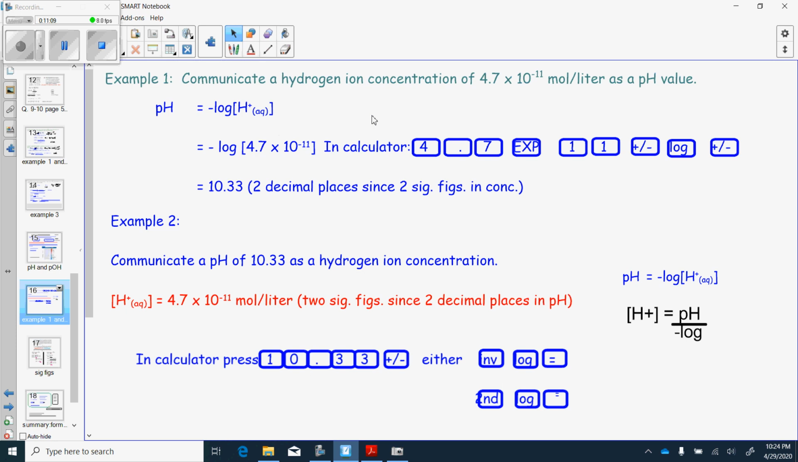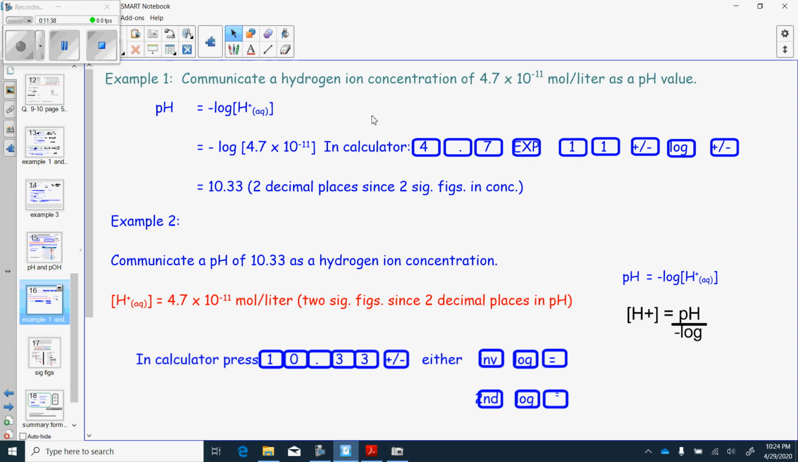So 4.7 exponent, right? And I'm putting in 11 negative, so I want to put in a negative exponent of 11. Sometimes you have to put negative positive 11. I can put 11 negative positive. And then I hit my log button, and then I hit my negative positive button again. So I'm getting 10.327. So I'm rounding that up to 10.33, and I'm going to tell you why in a second. Okay, so try that a couple different ways.